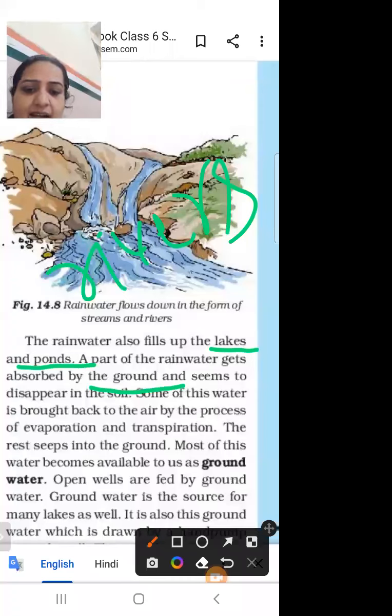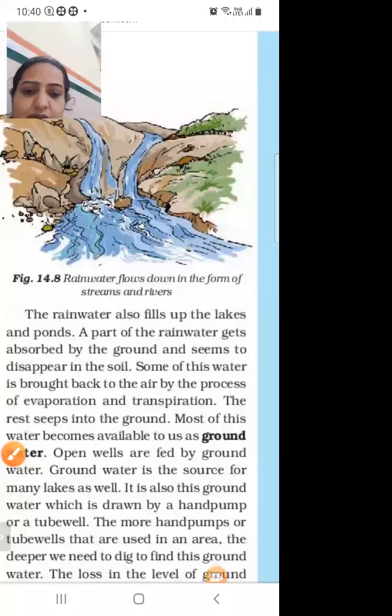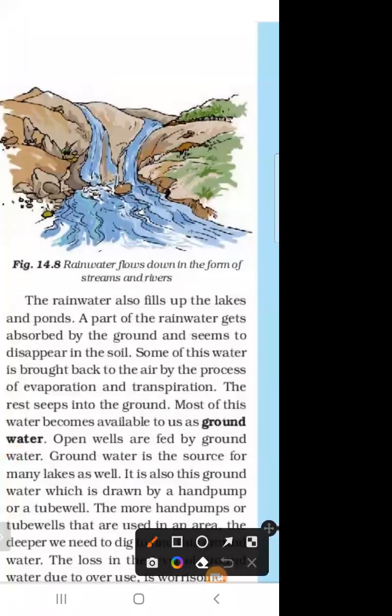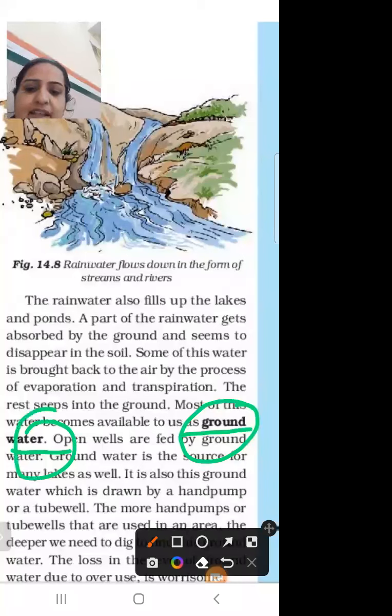When this rainwater goes into the ground, it appears as groundwater. So when rainwater goes into the ground, it becomes available to us in the form of groundwater. In the ground there is water because of the rain and it is called groundwater. Open wells are fed by the groundwater.